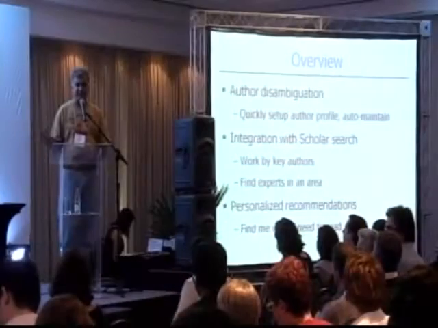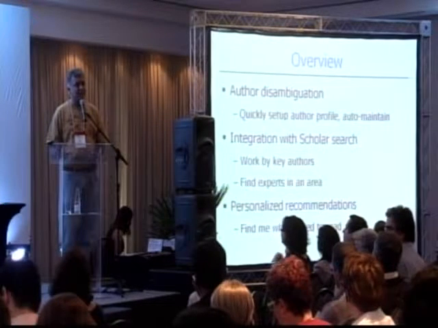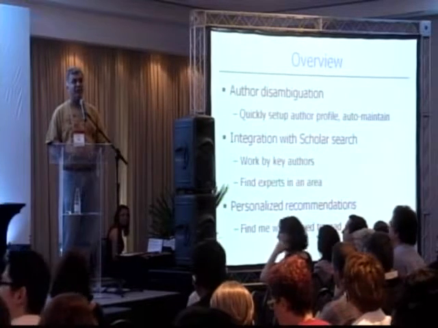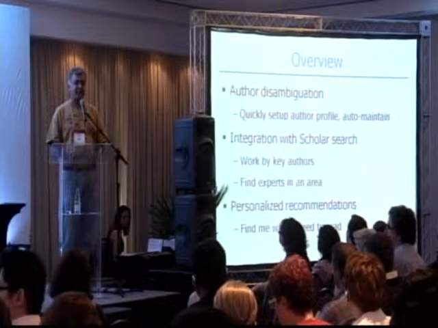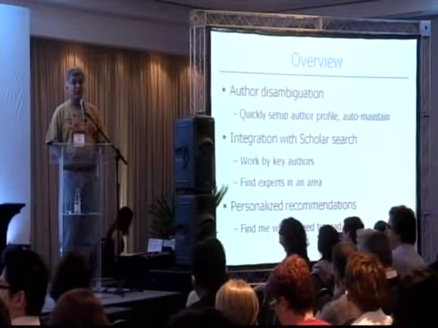Maybe. So I'll talk about three different parts. Let's see how far I get. If I run out of time, please do let me know. First, I'll spend some time trying to describe how we go about the problem of author disambiguation. It's one heck of a tricky problem. We have spent more effort on this than practically anything else in Google Scholar. The challenge is to be able to set up an author's profile quickly.